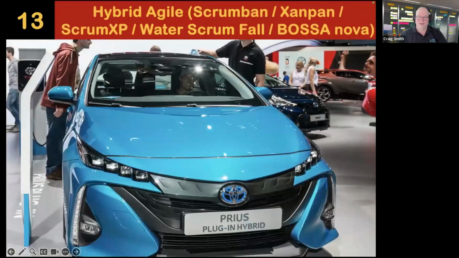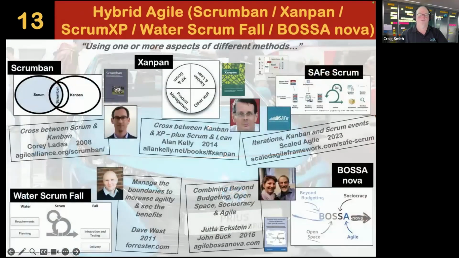And then we have a bunch of hybrid methods, and I call them hybrid methods because, honestly, these are just people shoving things together and making a method out of it. For example, when you put Scrum and Kanban together, you get Scrumban, or you take XP, Kanban, and Scrum, and you end up with Xanpan. Even SAFe actually used to have ScrumXP. They renamed it to SAFe Scrum in the most recent update to SAFe 6, but they have their own version of it. Of course, when you don't do it so well, you end up with Water-Scrum-Fall, which was popularized by Dave West in 2011. That's when you have Scrum in the middle, but the waterfall process is around the outside. Many large organizations still suffer from that.